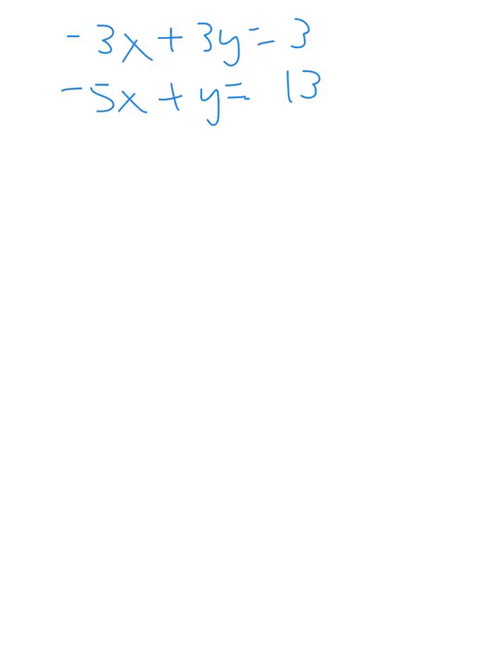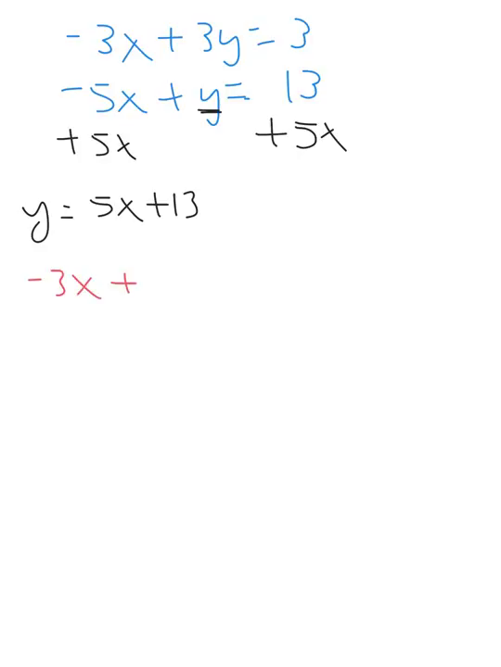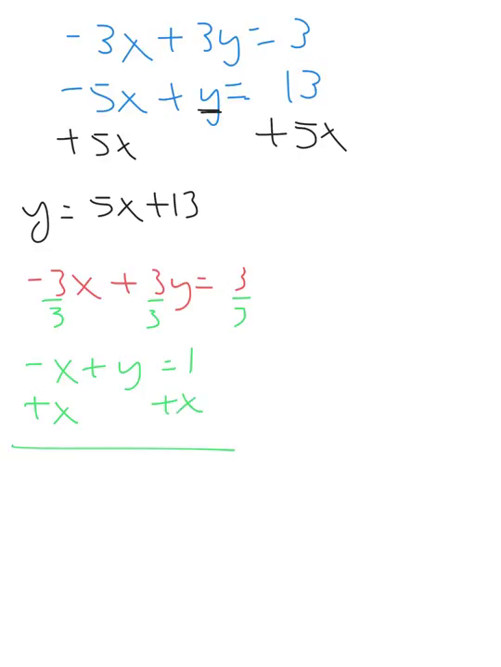I'm going to look at this one a little bit differently because I notice that I do have a y here, and I can add 5x to both sides, and I'll get y equals 5x plus 13. But I also want to take a look at this problem here. It might be a little bit more work, but what do you notice about this equation? I'm noticing that I have a 3 in everything here. So if I divided all of these by 3, I would get negative x plus y equals 1. And then if I added x to both sides, I would get y equals x plus 1.